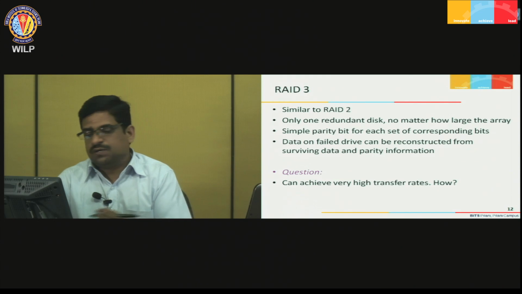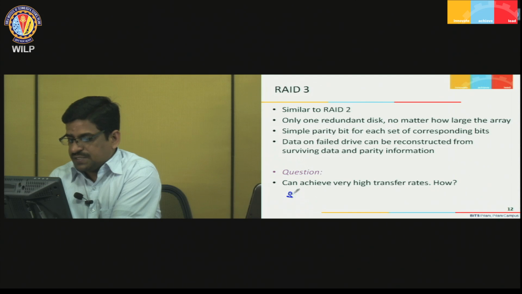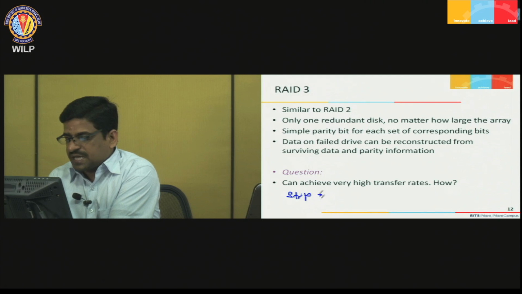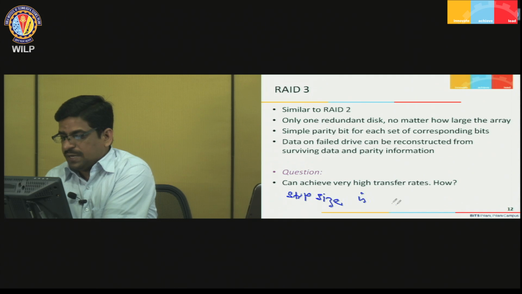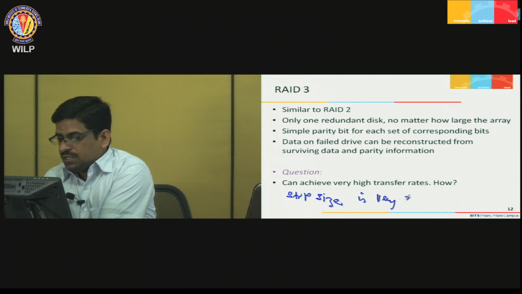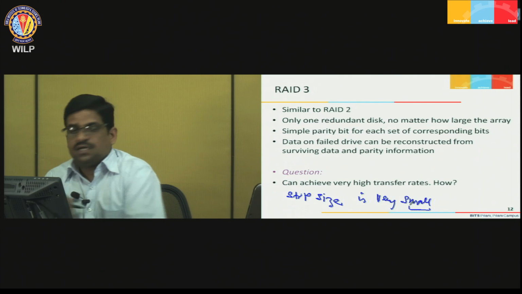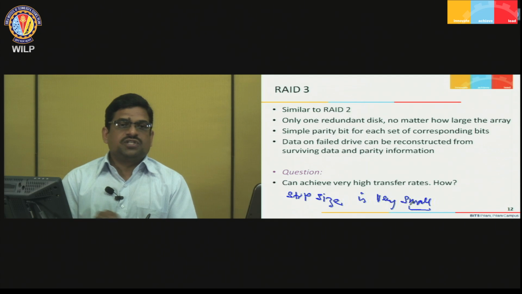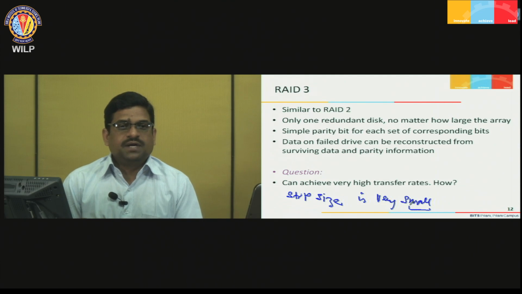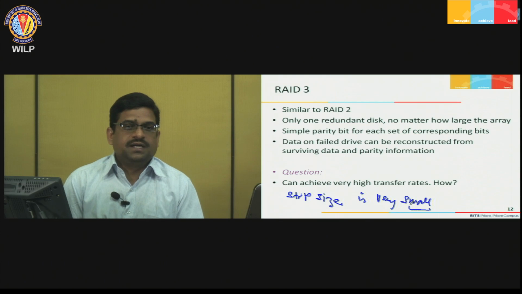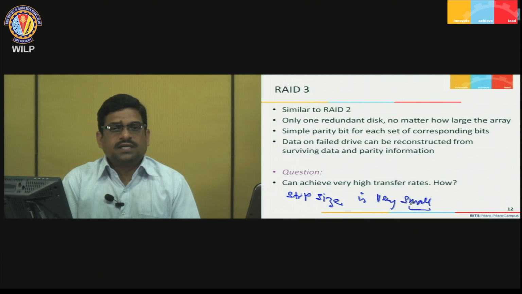So, how can it be achieved? RAID 3 uses a very small strip size, maybe 1 byte or 2 bytes. With the help of the small strip size, your single request is distributed across multiple disks, and one request can be handled by more than one disk in parallel, so the time will be reduced and the transfer rate will be improved.